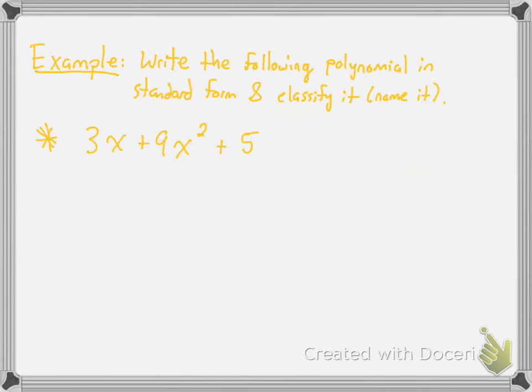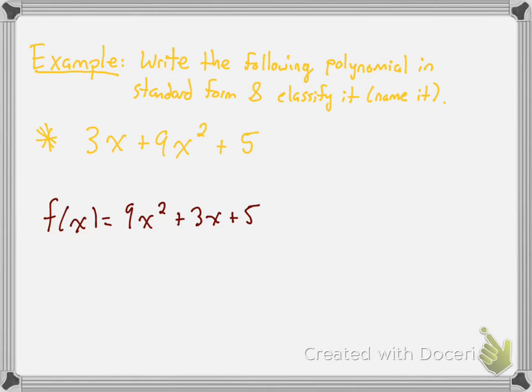So kind of tying this all together, let's say we have this expression. I want to write this polynomial in standard form and classify it. So I'm going to want to name it. As we talked about earlier, I want to order this in descending order. So I'm going to say f of x equals, I want to move that 9x squared to the front and leave that constant term on the end.